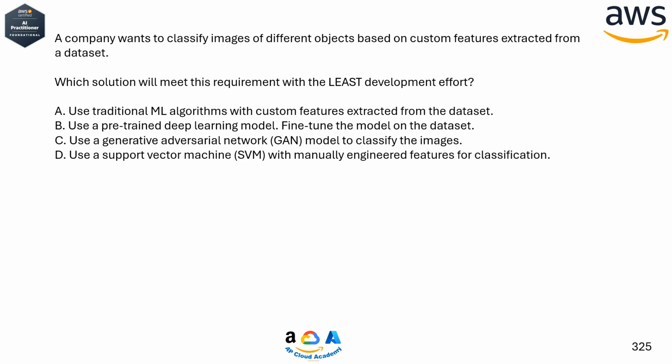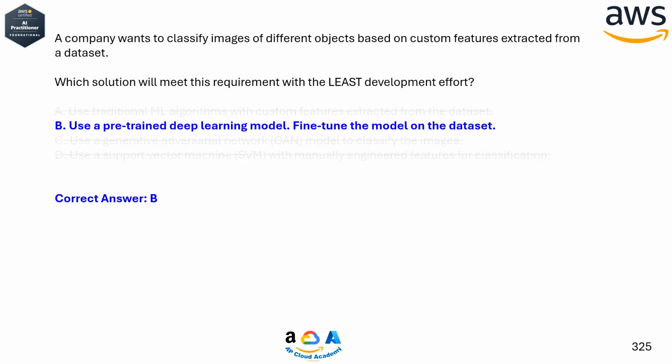C. Use a generative adversarial network, GAN, model to classify the images. D. Use a support vector machine, SVM, with manually engineered features for classification. Correct answer, B. Use a pre-trained deep learning model. Fine-tune the model on the dataset.